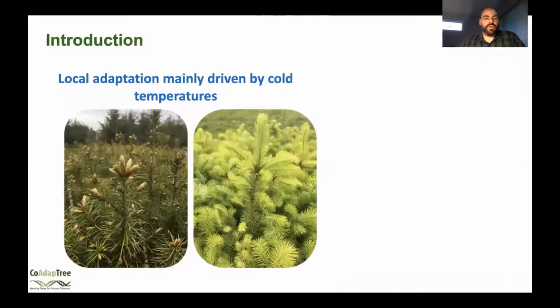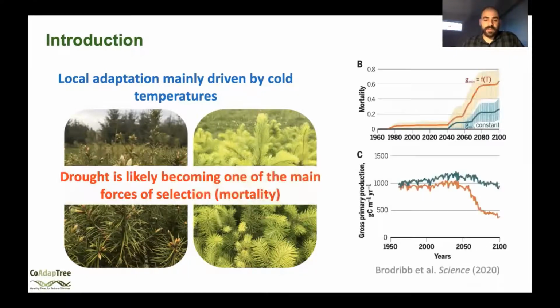So it's known for quite a long time that populations of conifers in temperate and boreal regions are locally adapted, and the main driver of local adaptation in this case is cold temperature. However, with climate change, droughts are becoming more frequent, more intense, and longer, increasing mortality and reducing productivity in forests. So we expect drought to become a very strong force of selection, and maybe driving local adaptation.